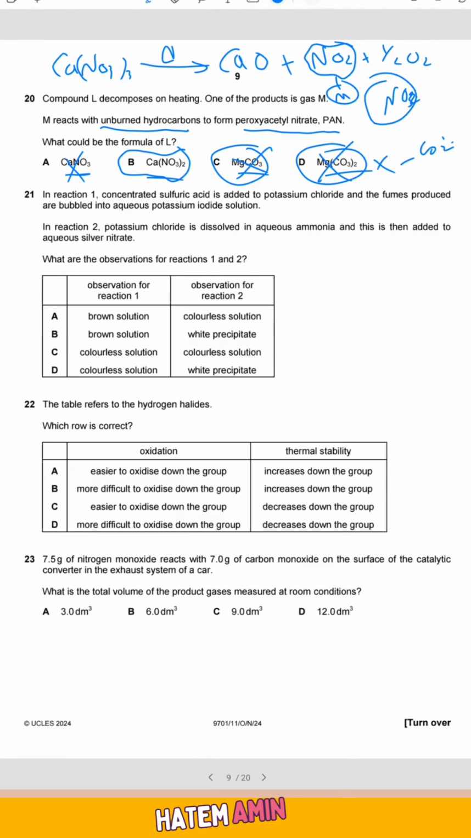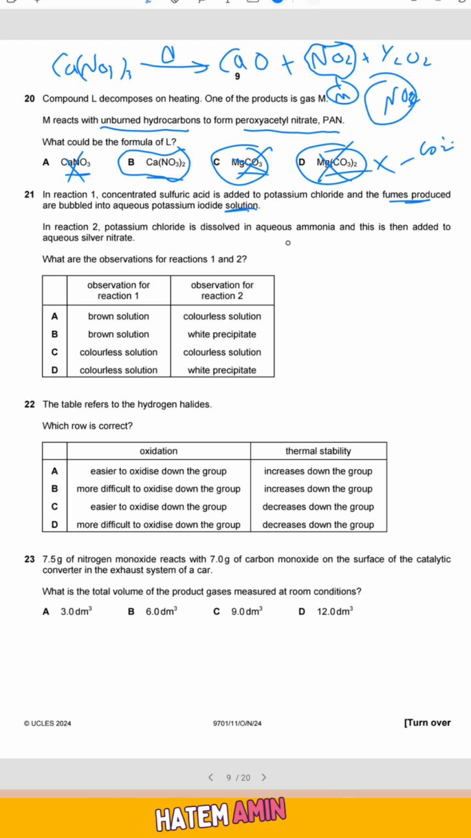Question 21. We have here two reactions, and we should detect the observation from each. Reaction number one is between sulfuric acid and potassium chloride, and it will give us a fume. If this fume is bubbled into aqueous potassium iodide solution, what is the observation we can find?